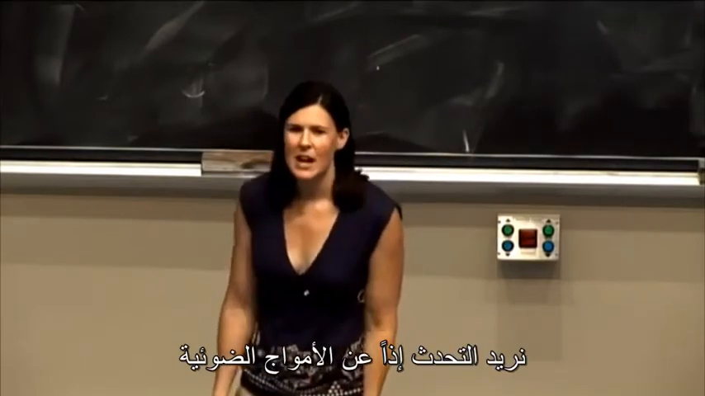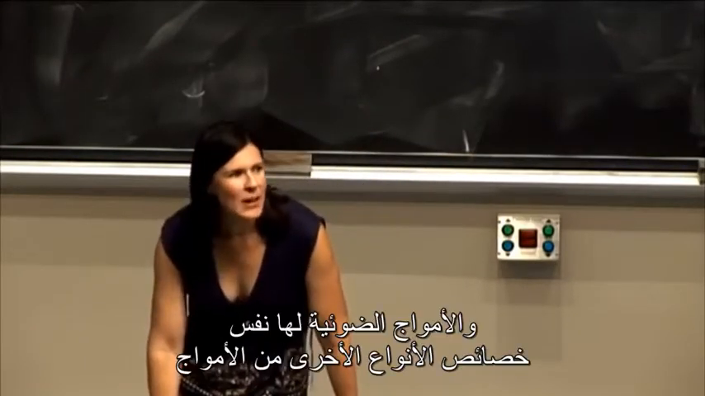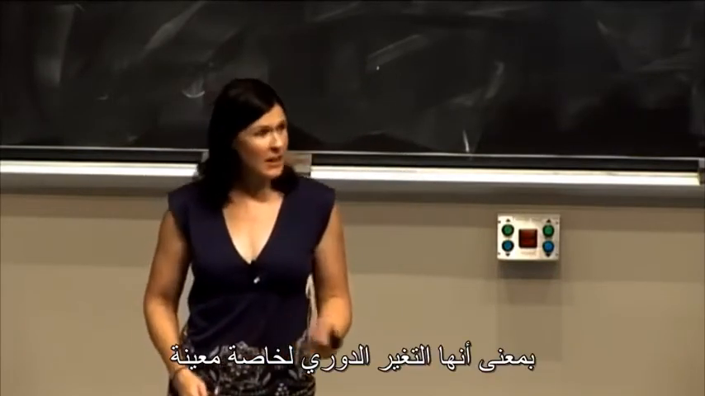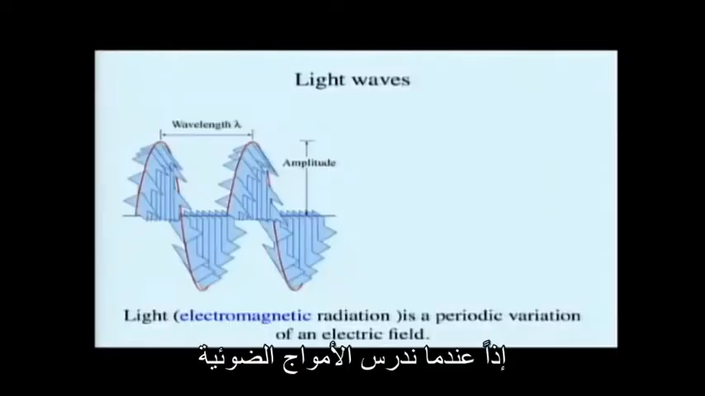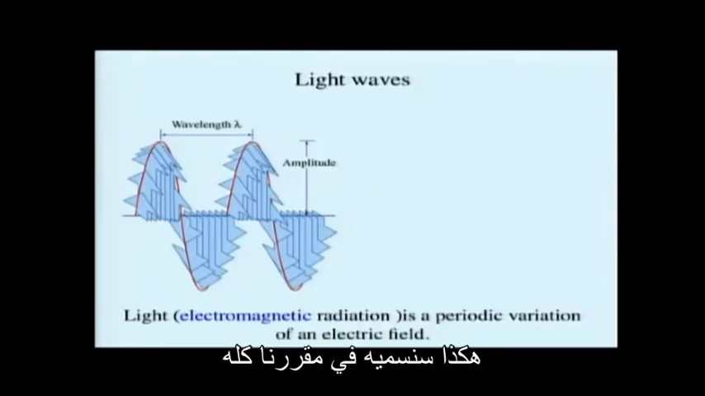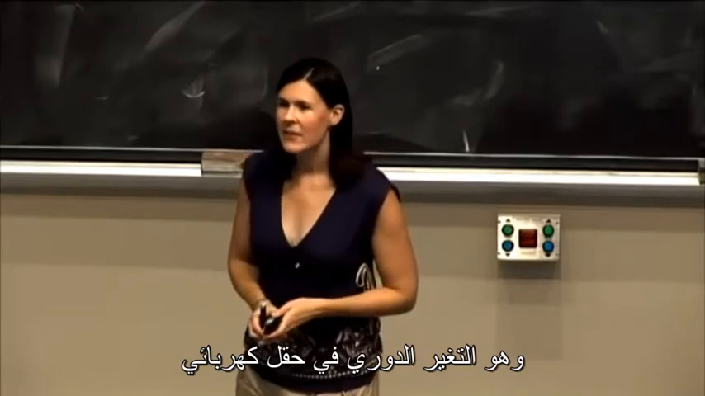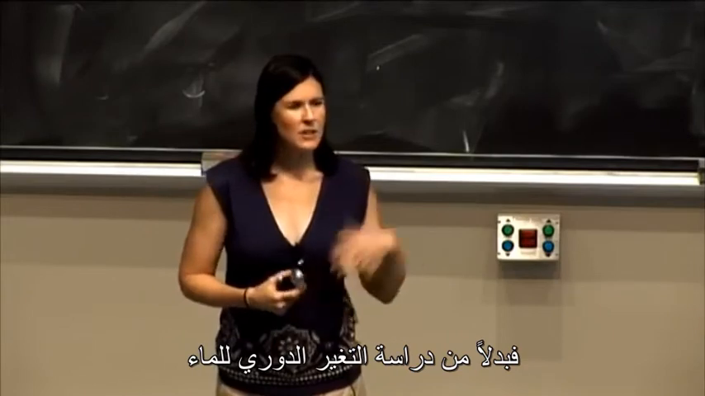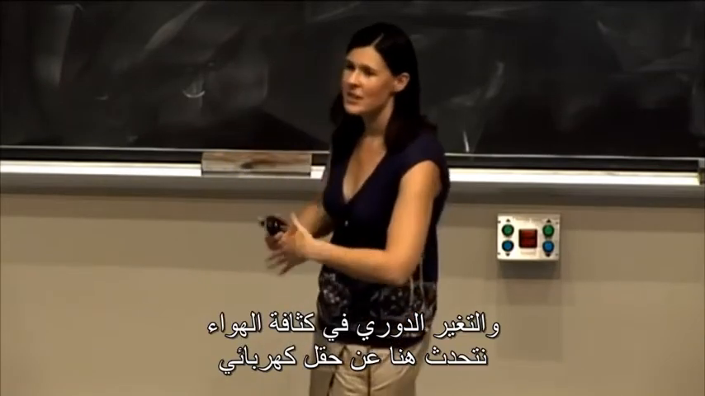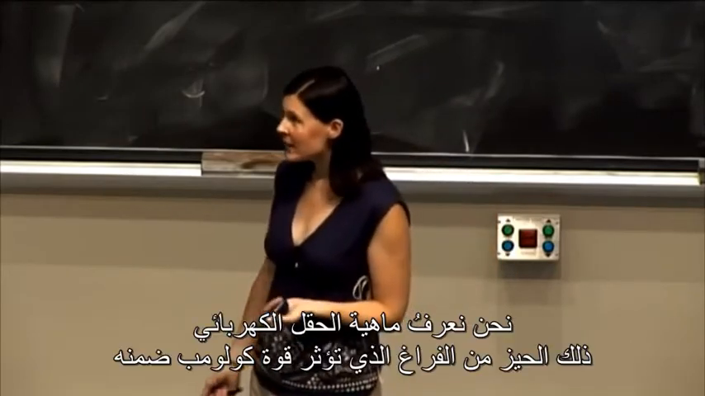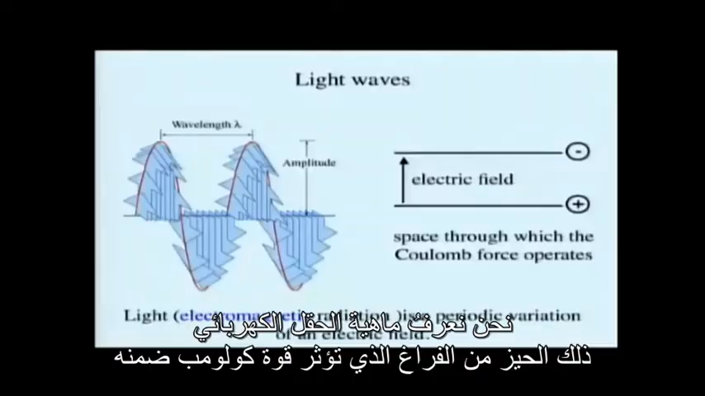So what we really want to talk about here is light waves, and light waves have the same properties as these other kinds of waves in that they're the periodic variation of some property. When we're discussing light waves, what we're talking about is light, or electromagnetic radiation, as we'll be calling it throughout the course, and that's the periodic variation of an electric field. So instead of the periodic variation of water or of air density, here we're talking about an electric field. We know what an electric field is. It's just a space through which a Coulomb force operates.